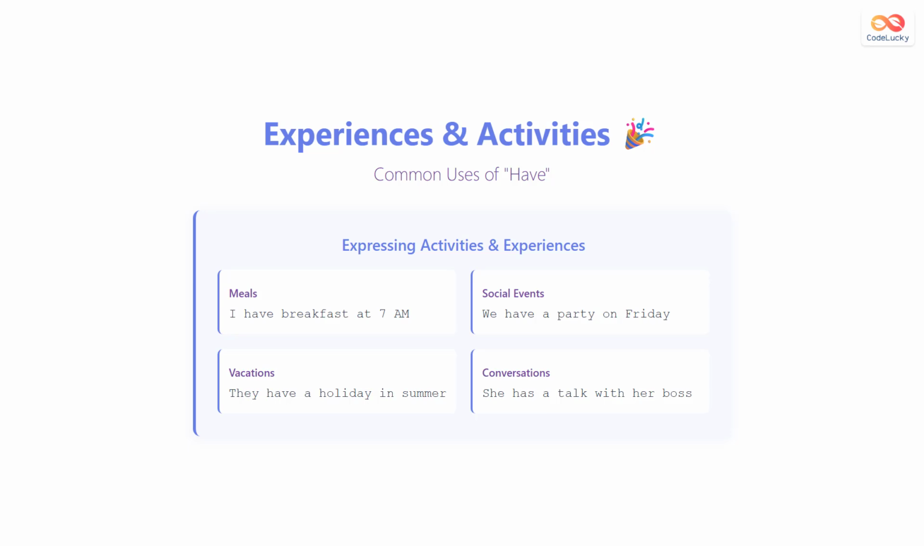The verb to have is also used to express activities and experiences that we do regularly. We use to have to talk about meals. I have breakfast at 7 in the morning. We also use it for social events. We have a party on Friday. We use to have for vacations. They have a holiday in summer. And we use it for conversations. She has a talk with her boss. These are common daily activities and experiences that we express using the verb to have.